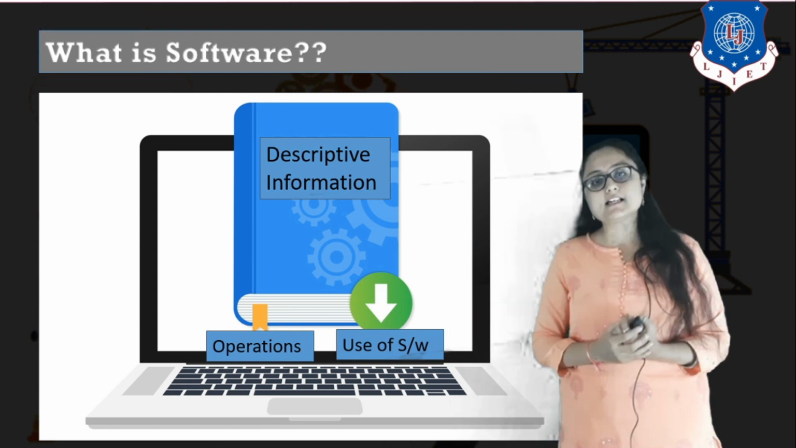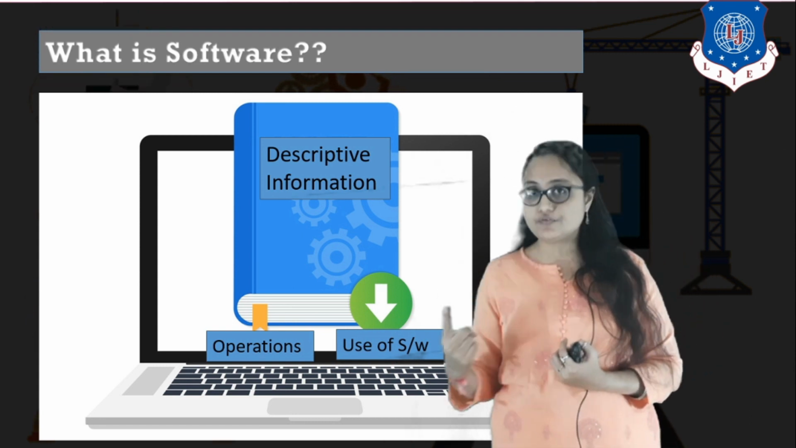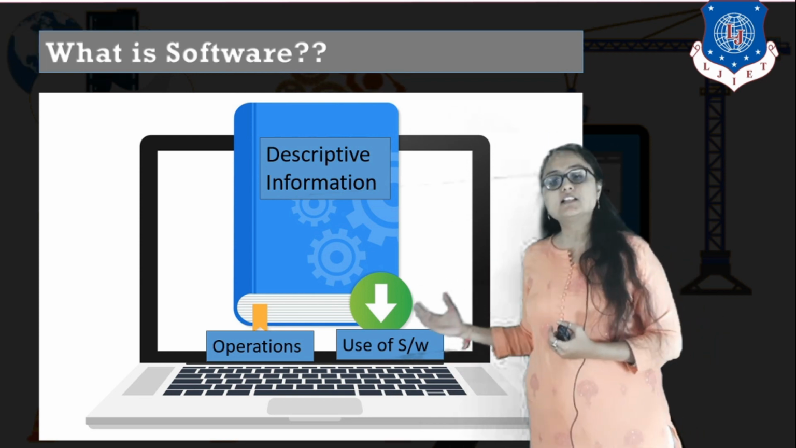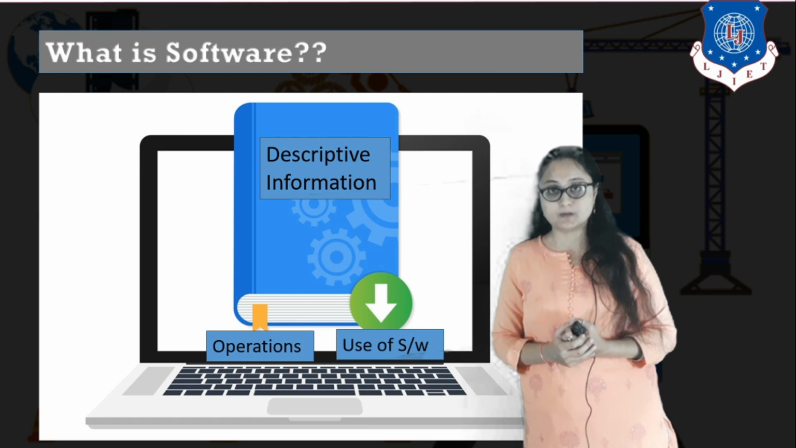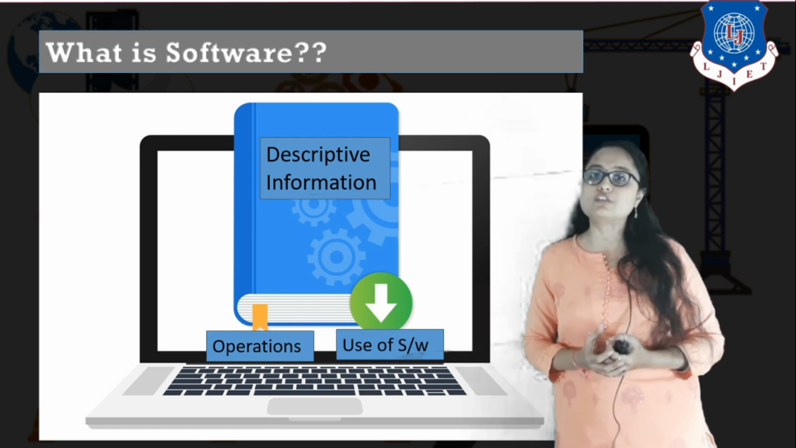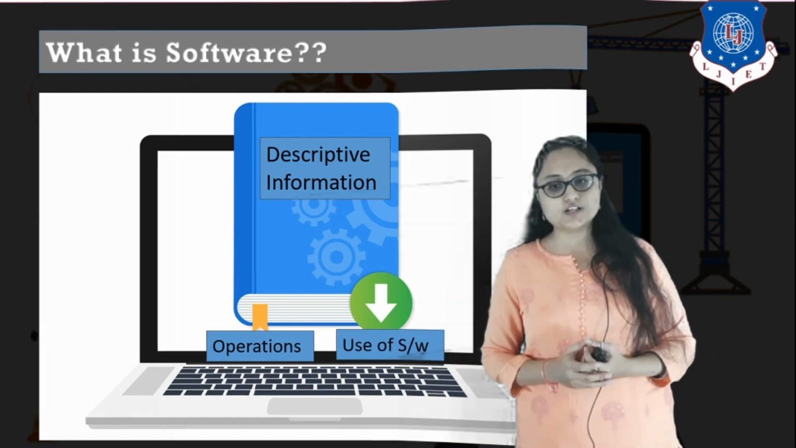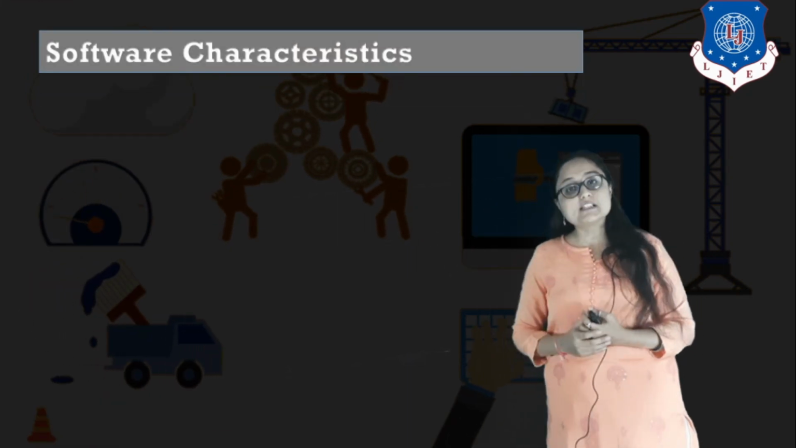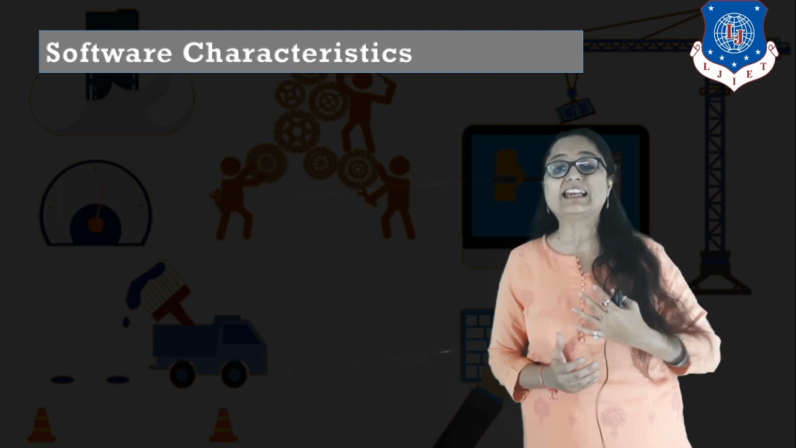So the three things that software is: the first is a set of instructions or program, the second is data structure, and the third is descriptive information. The combination of all of this is known as software. Now let us proceed further to the software characteristics.